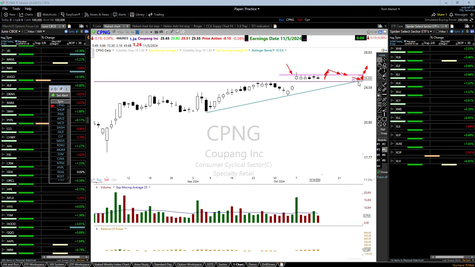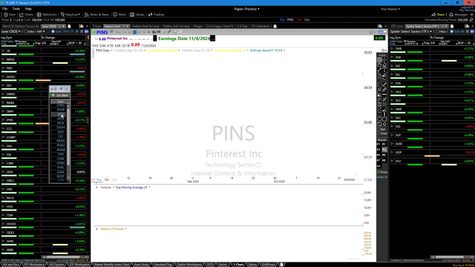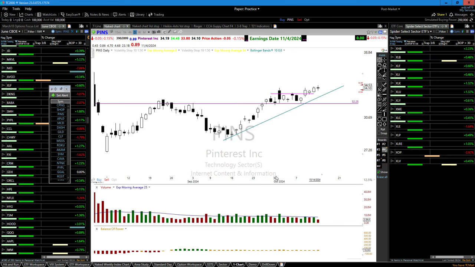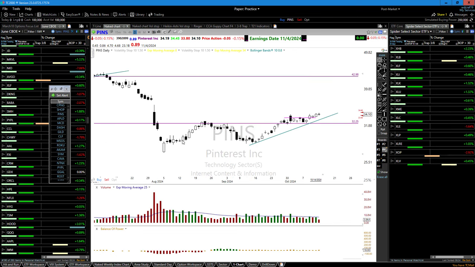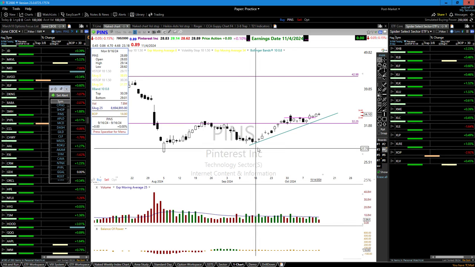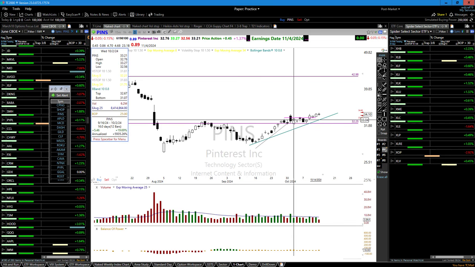Okay, so I have to plan enough time for that to occur, in case it has to do more resting or consolidating in the chart. Take a look at Pinterest. There's the pattern near support, and this was the beginning of the upside trend. We had this little trend in here on this impulse wave up, right in here.